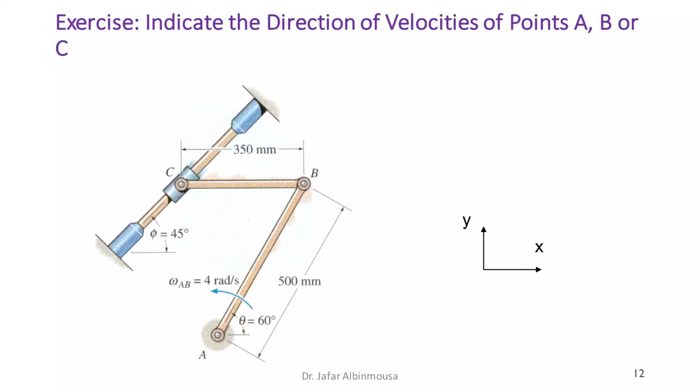This is another example where point C is always moving along this slide. So we will have the velocity going in this direction, for example, while point B, without any confusion, has to be perpendicular to this arm. So just focus on this fact that this has to be perpendicular to this arm.